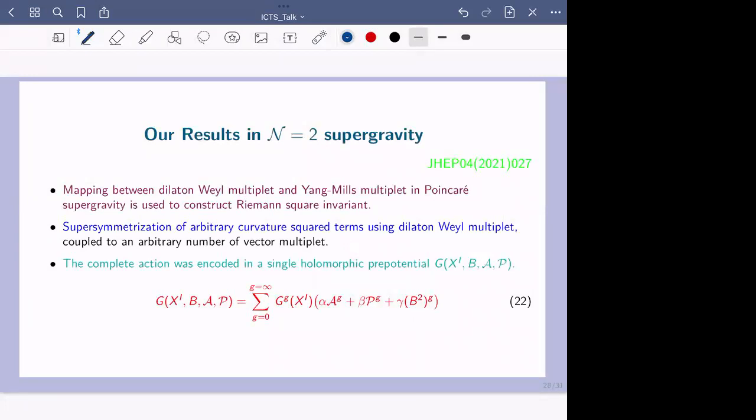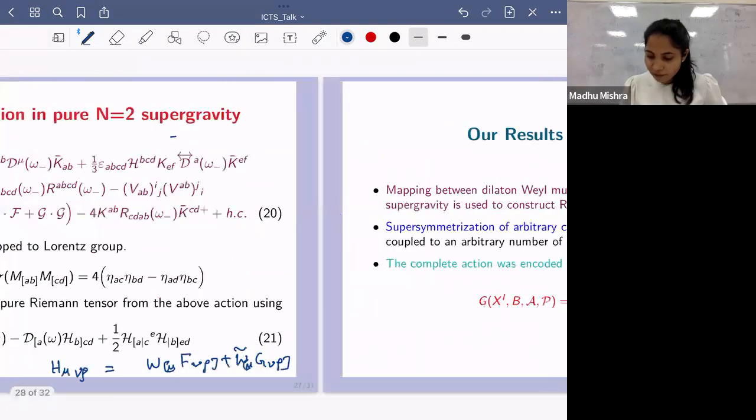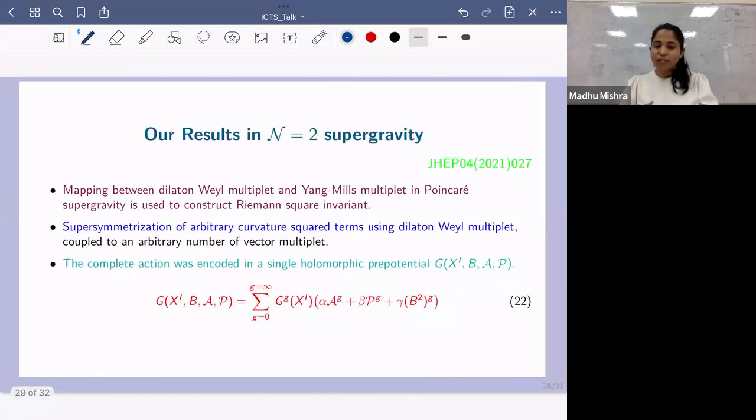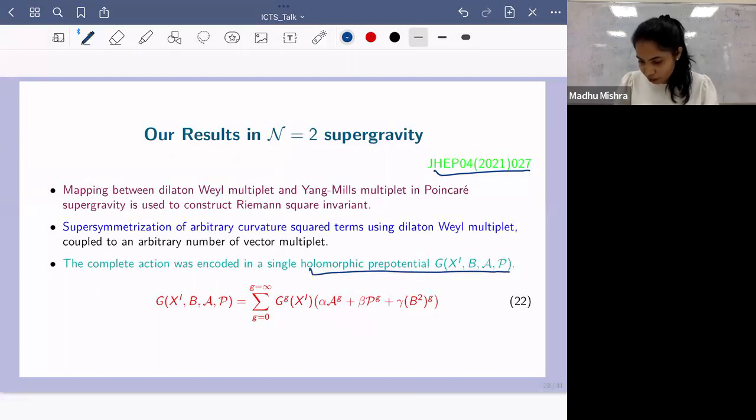But yeah, now that we have constructed this Riemann square action in pure supergravity, I'm not going to list down all the calculation, but I'm just going to mention the results now. This work was done with Bindusar in this publication, and we obtained the supersymmetrization of Riemann square action using this Weyl multiplet. We also did the supersymmetrization of arbitrary curvature square terms. So we obtained the Weyl square term. We also obtained the Ricci scalar square action, and everything was encoded in this holomorphic prepotential.